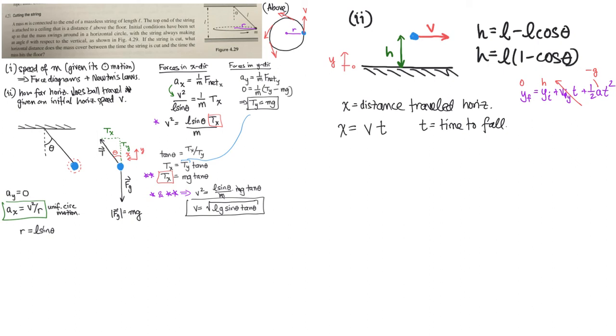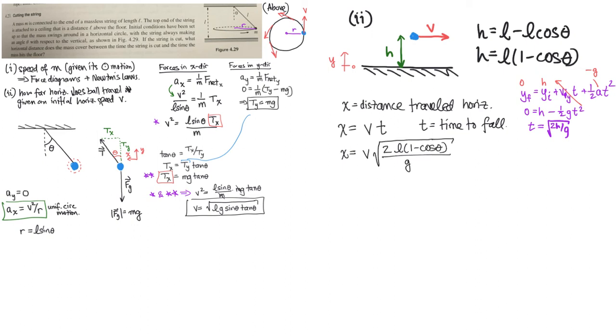So we can flesh this out. 0 equals h minus 1/2 g t squared. So how long does it take? Well, it takes a time given by the square root of 2h over g. So we can bring this back over to our horizontal distance. It's v times the time it takes to fall, which is the square root of 2 times the initial height, which we know is L times 1 minus cosine theta, divided by little g.